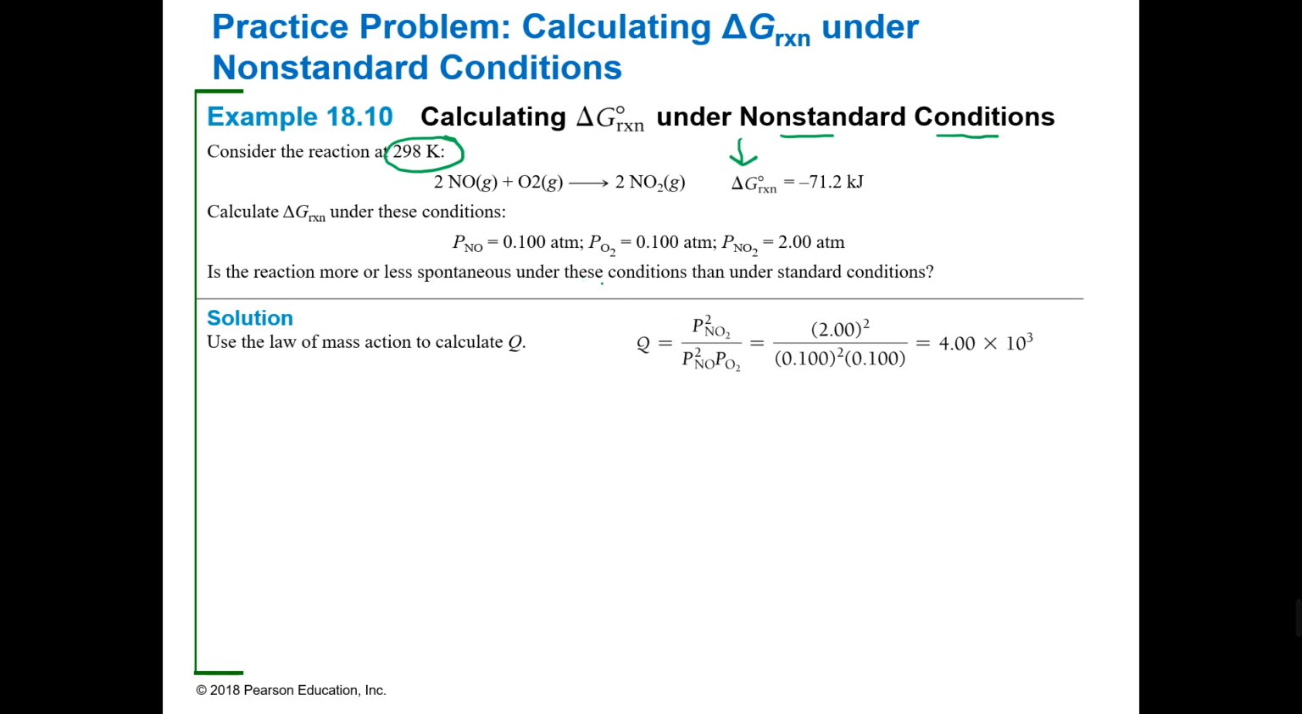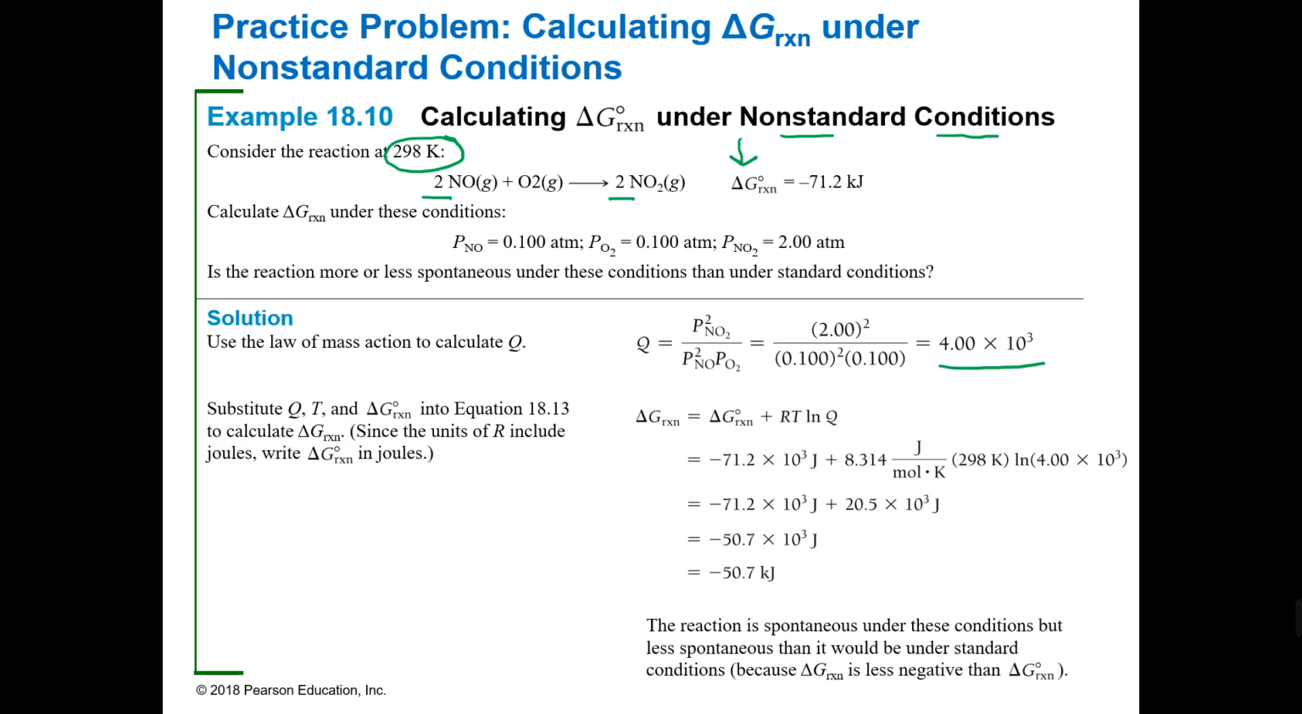In this case, we're given pressure, so we can just use that. It's the pressure of the NO2 squared, because we can't forget the coefficient, divided by the pressure of the NO, also squared, because we can't forget the coefficient, times the pressure of the oxygen gas. No power there because there's no coefficient in front of the O2. Once you plug and chug and do the math, you will find that Q is 4.00 times 10 to the 3. No units, they all cancel out. All those atms will have canceled out.